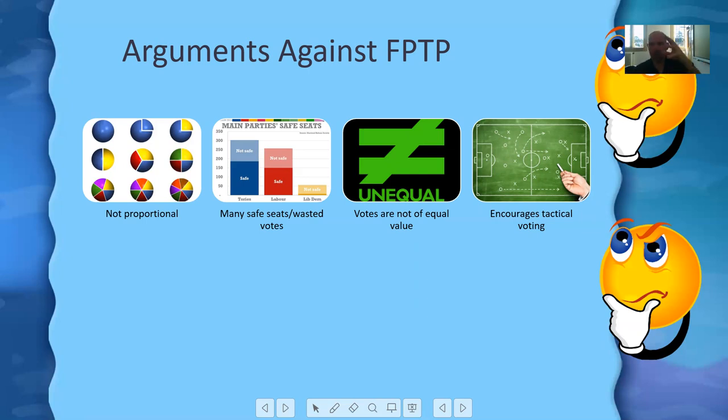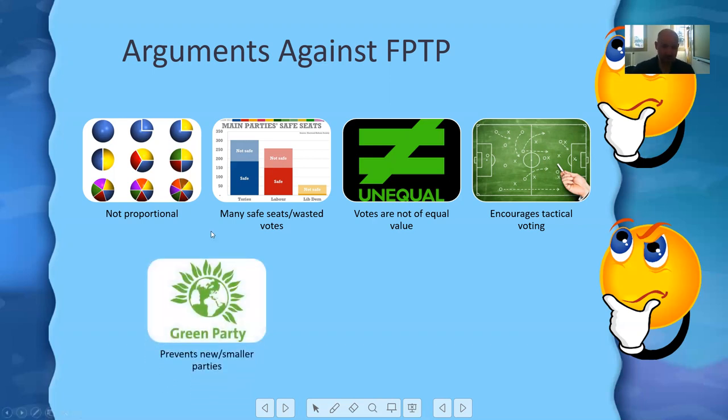I'll use an example here of the Green Party. Let's say I'm a Green Party supporter. There's no chance in hell that the Green Party are going to win where I live. So if I want my vote to count at all, I've got to vote tactically and vote for a party that I don't really support, but I just happen to like more than a different party. I'm not saying there's anything wrong with tactical voting, but I am making the argument that we shouldn't have a system where you have to vote tactically. You should be able to vote for the party that you genuinely like. That would be far more democratic.